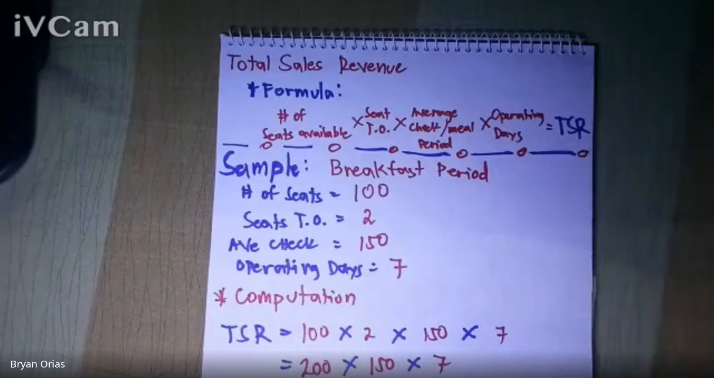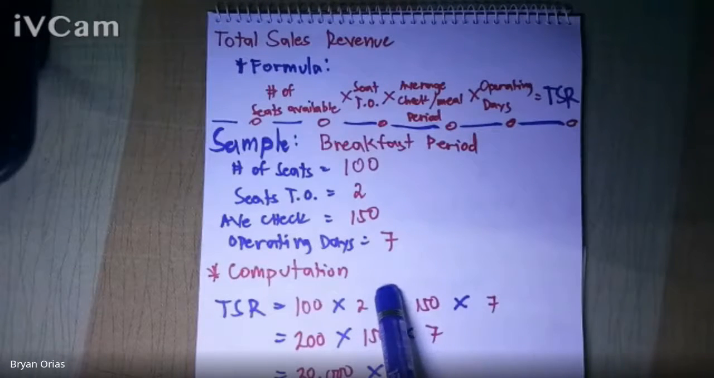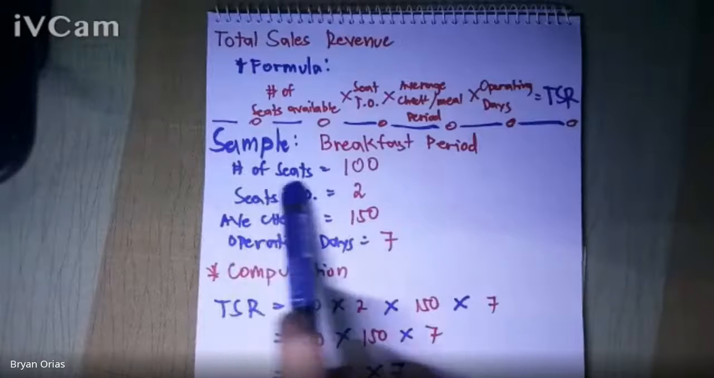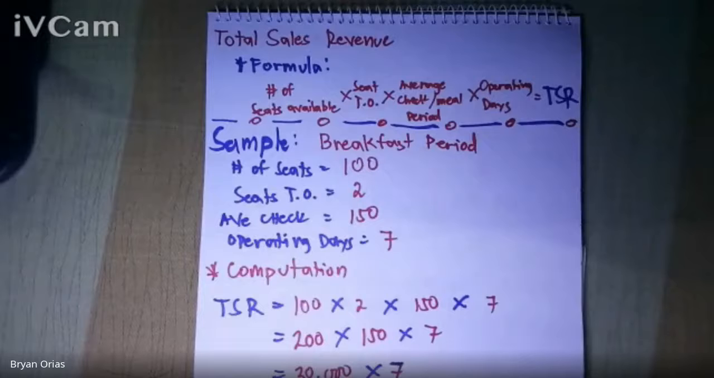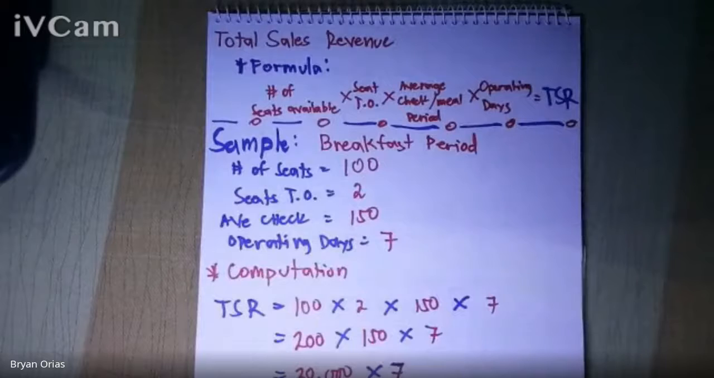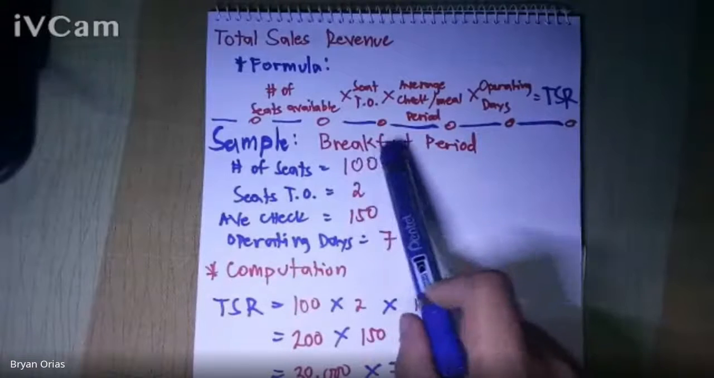Okay? So let's compute for a sample here. For example, for a breakfast period, you have a seating capacity of 100. Then your seat turnover, or how many times one seat is occupied within a period, is 2 times or twice. This means, for example, if your breakfast is 6 to 9, then within that period, each seat is occupied 2 times on average.